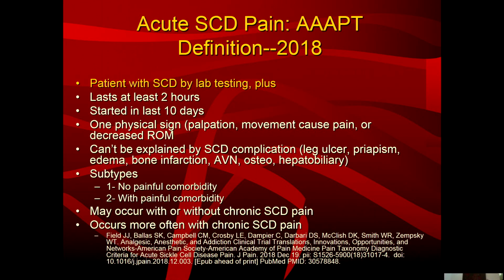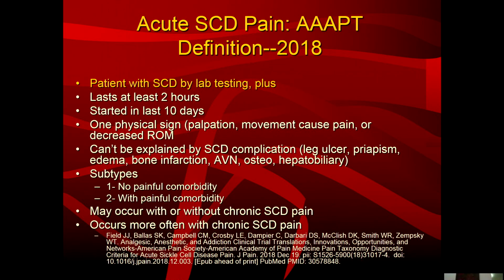I and colleagues conducted the pain and sickle cell epidemiology study. This data became the basis for 2 consensus panels, which have now met and published their results. The first consensus panel actually was on chronic pain, but I'll show you the last one since we're talking about acute pain today. We came up with a consensus definition, as you can see here, and allowed for 2 subtypes, one without any painful comorbidity and one with painful comorbidity.